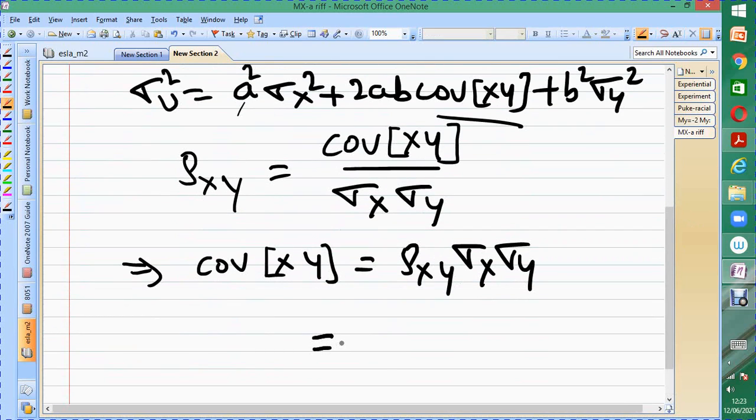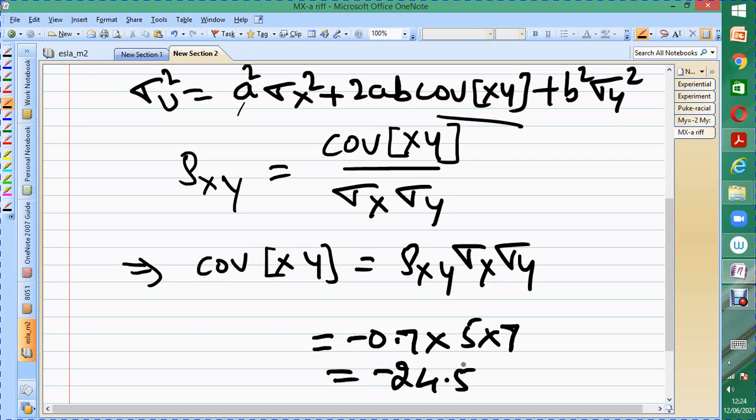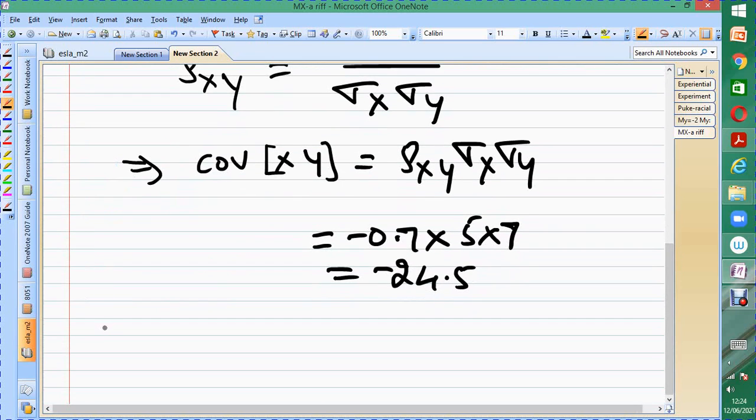So here rho xy is how much? Rho xy is given as minus 0.7 and sigma x is given as 5 and sigma y is 7. Substituting and simplifying, it will give the answer as minus 24.5. So once you get this covariance value, substitute that in the equation of sigma u square.